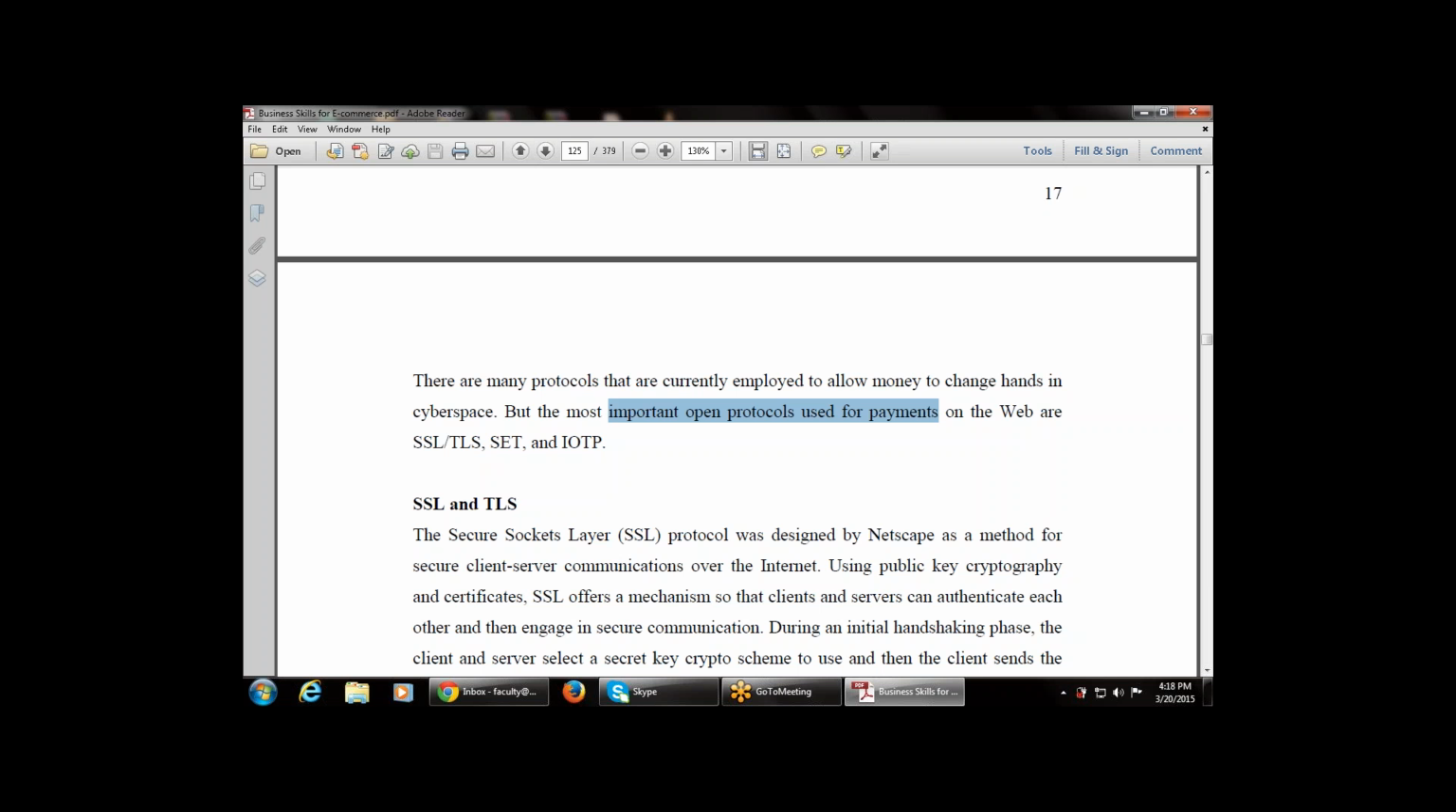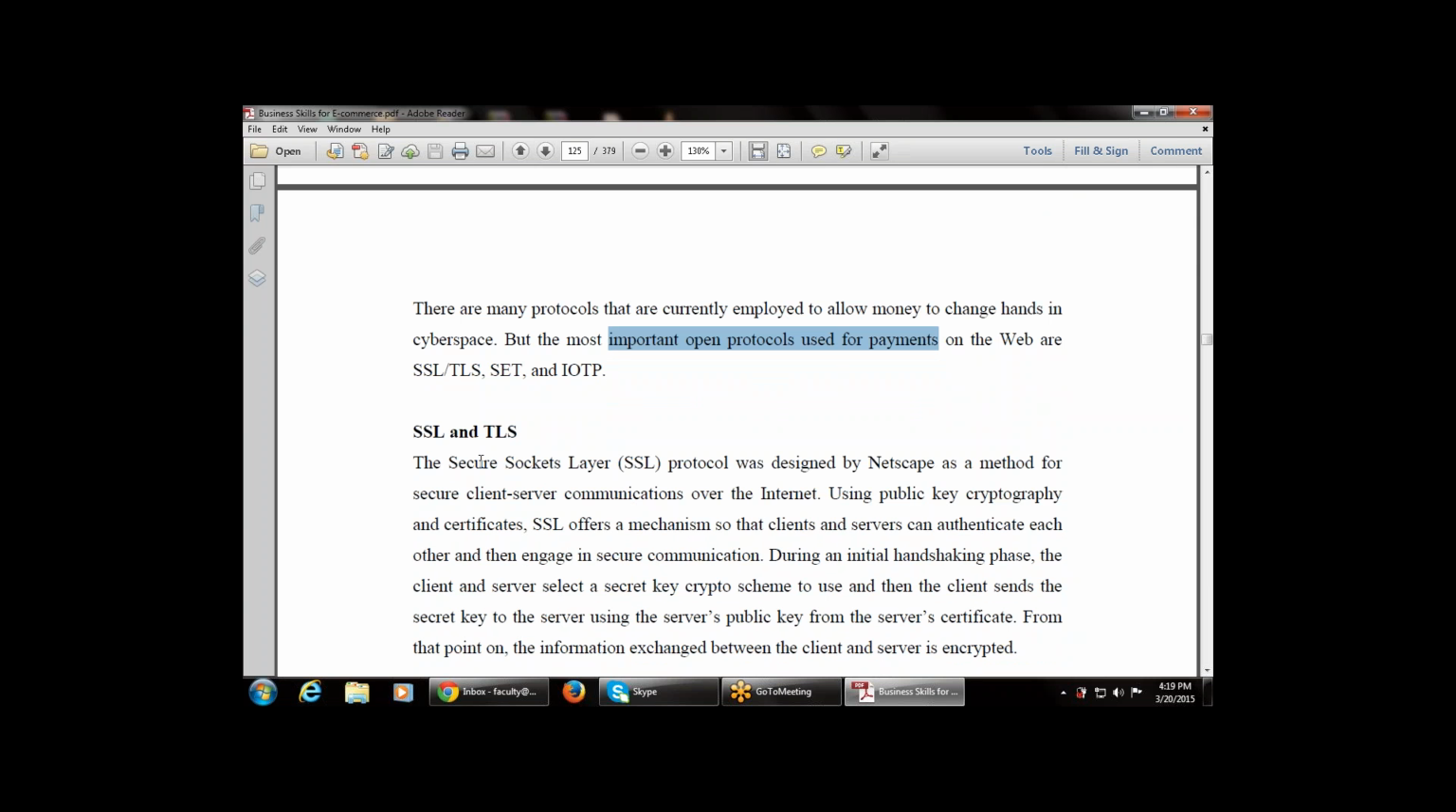In the last class we focused on these protocols: SSL and TLS, SET and then IOTP. SSL full form is Secure Socket Layer. This protocol was designed by Netscape as a method for secure client-server communication over the internet.